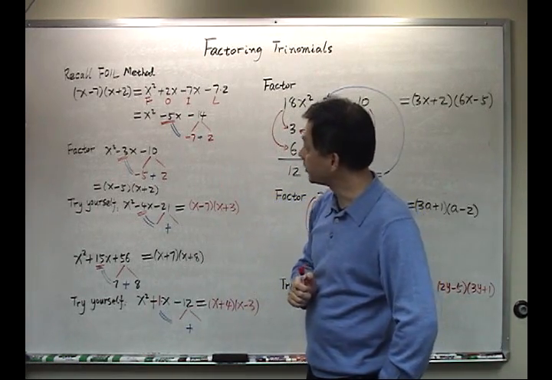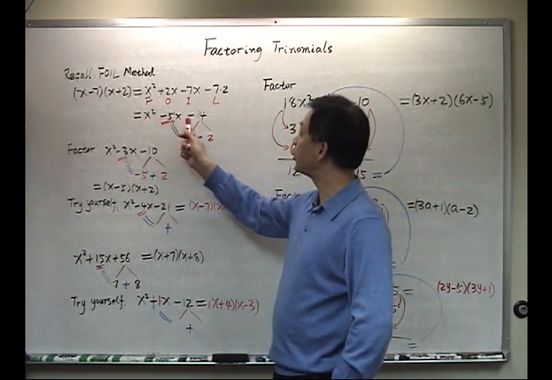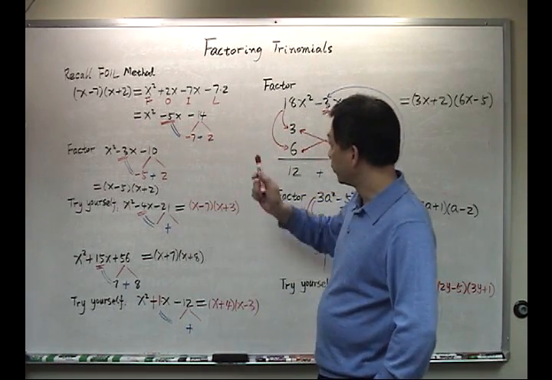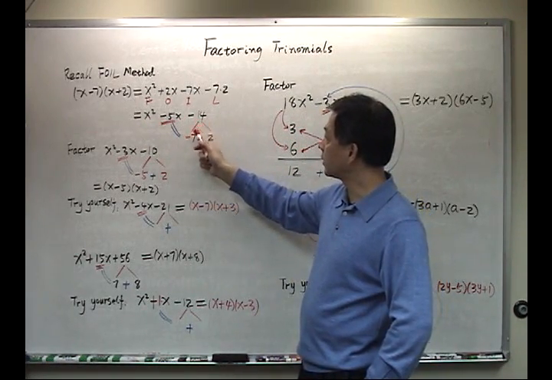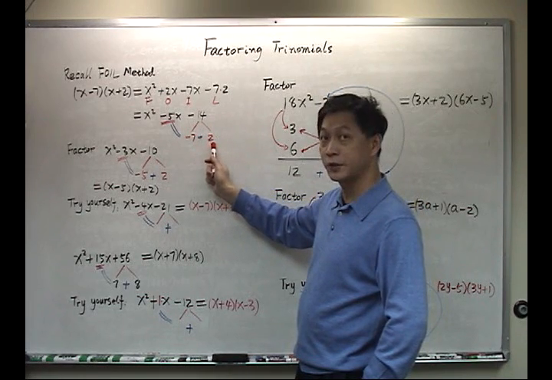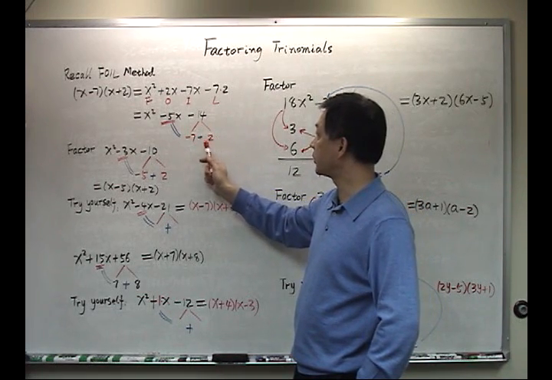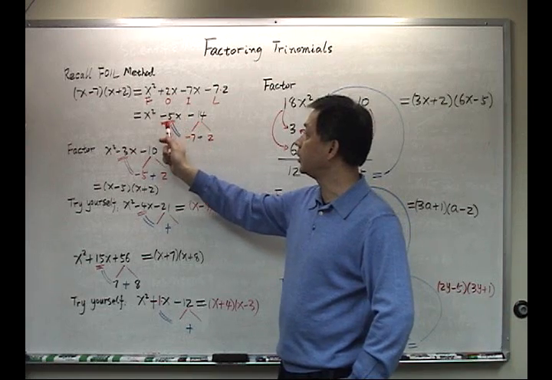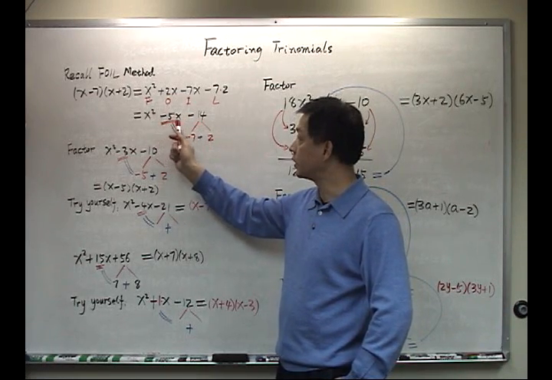Okay? So this basically gives us a rule. Given a trinomial, we want to break up the constant into two numbers. And then those two numbers added together should be equal to the coefficient of x.